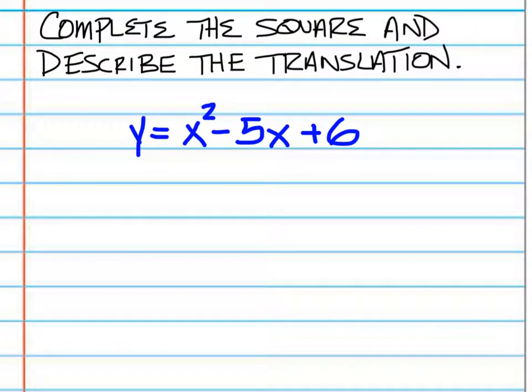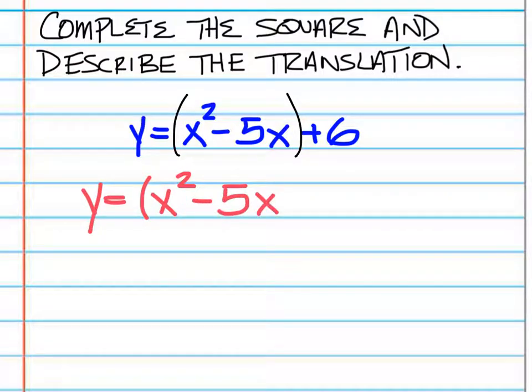In this problem, you have to group together the x squared and the minus 5x. So group them together like this: y equals quantity of x squared minus 5x, leave a space, and put your plus 6.